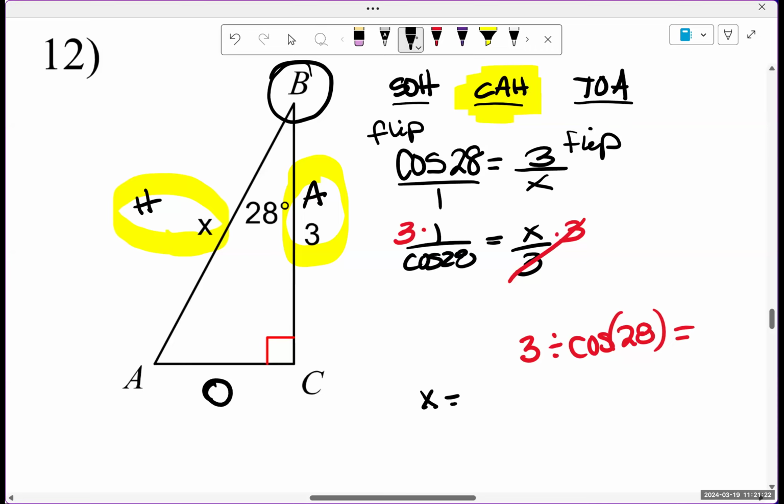X is equal to 3.397. Round to the tenth place. X is equal to 3.4.